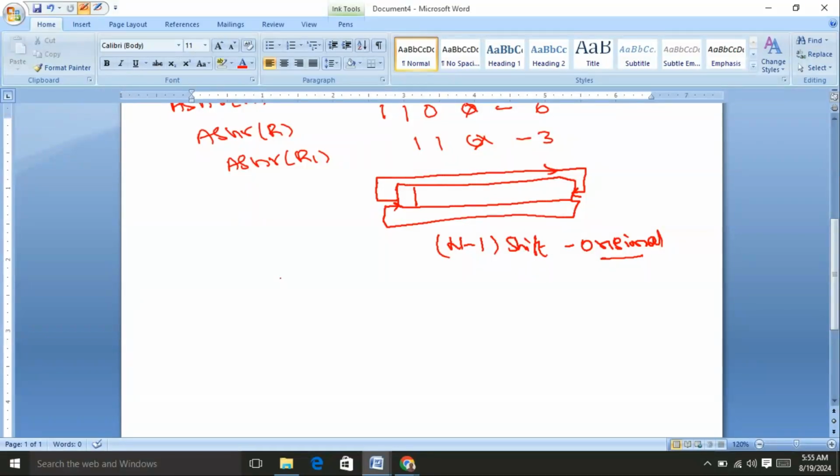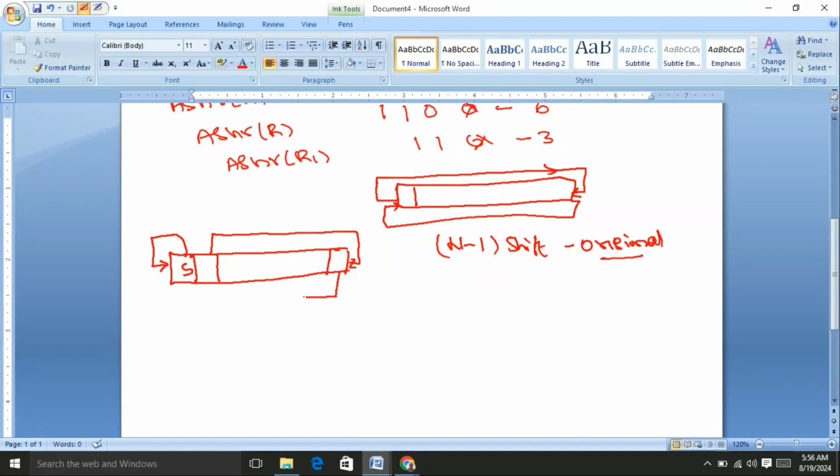But we know that in the register the leftmost bit is considered as a sign bit. So we know that this is a sign bit. Then the sign of the data cannot be changed. Hence, when we are performing the circular shift, the sign bit is applied itself, and only the magnitude is changed, from the most significant bit to the least significant bit, or least significant bit to the most significant bit.